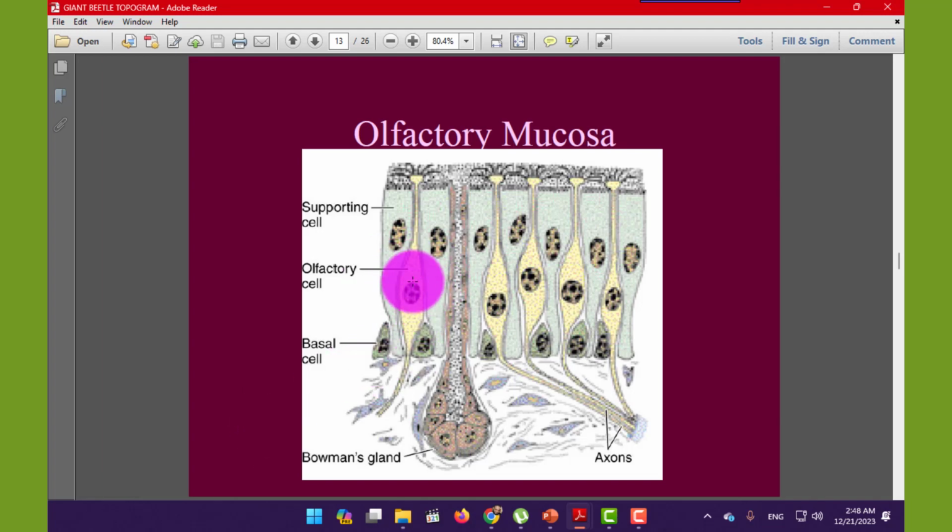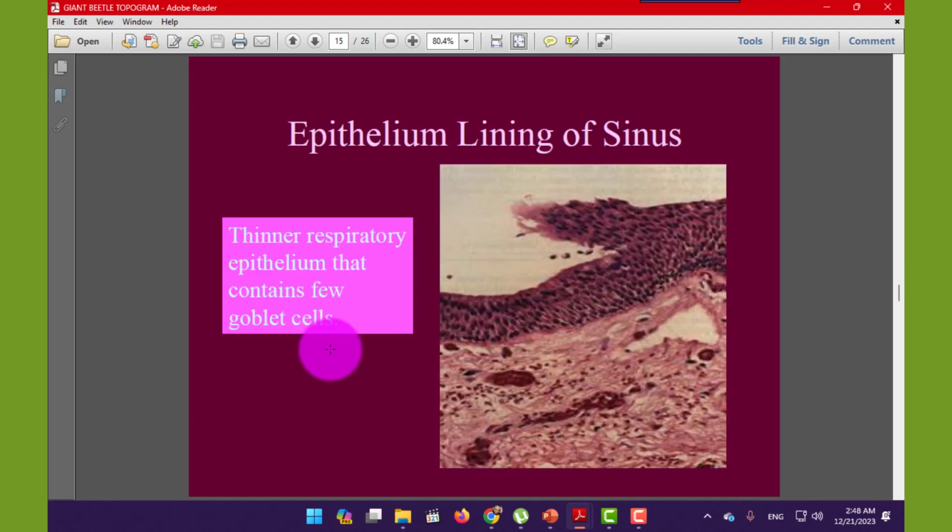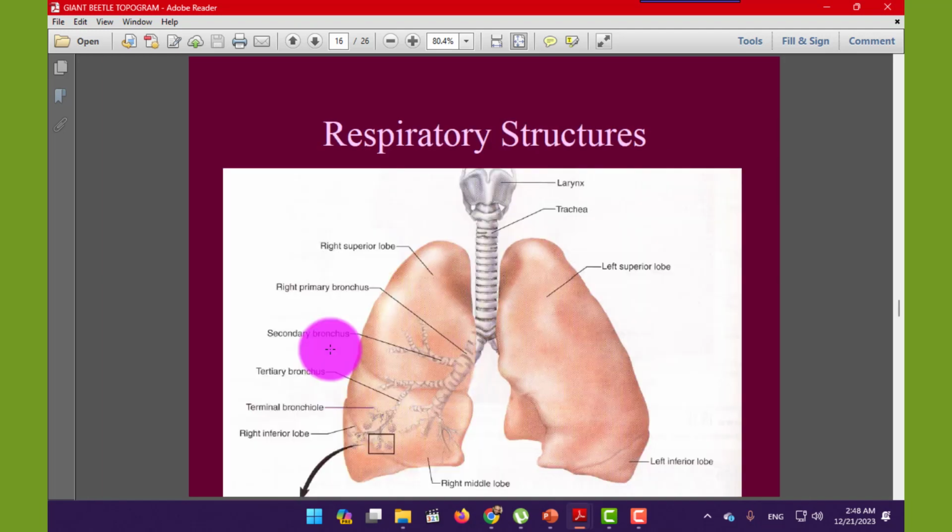Here the olfactory cells, support cells, Bowman's gland, axons. Sinuses: frontal sinus, isthmus, sigmoidal sinus, the maxillary sinus. Epithelial lining of the sinus: thinner respiratory epithelium that contains few goblet cells.